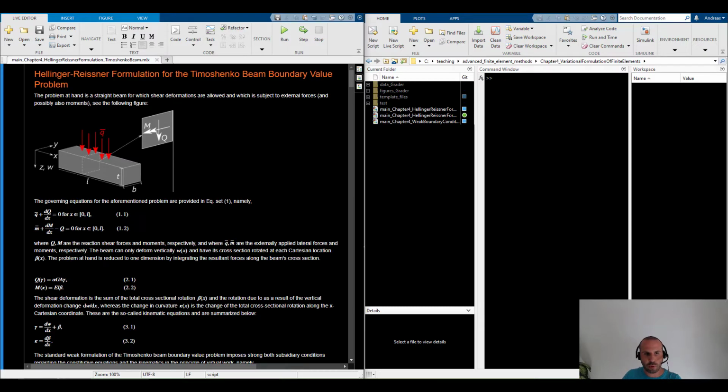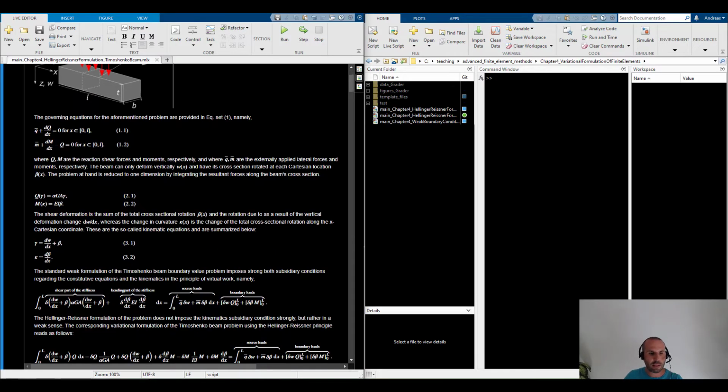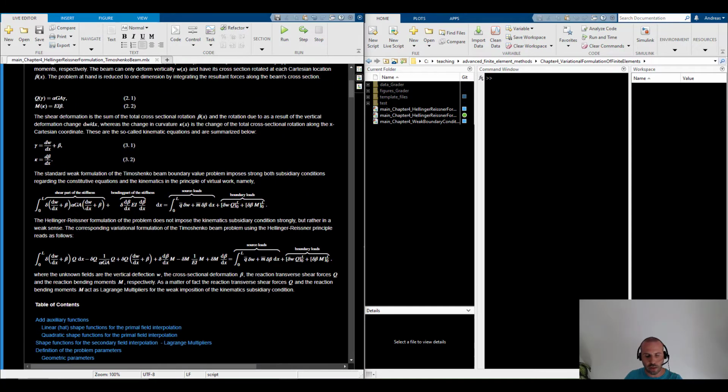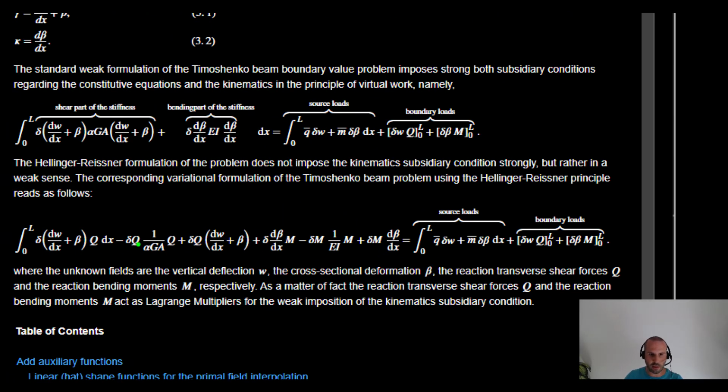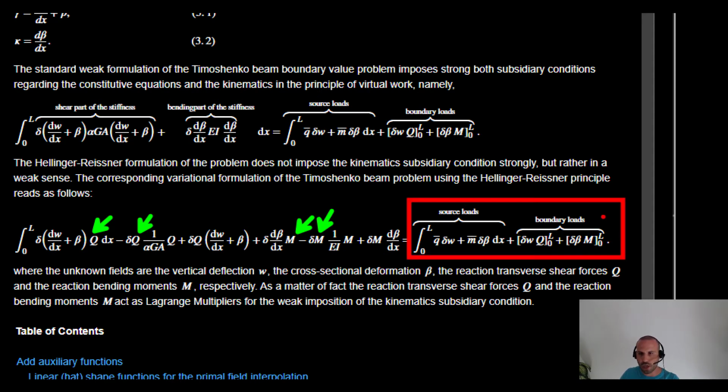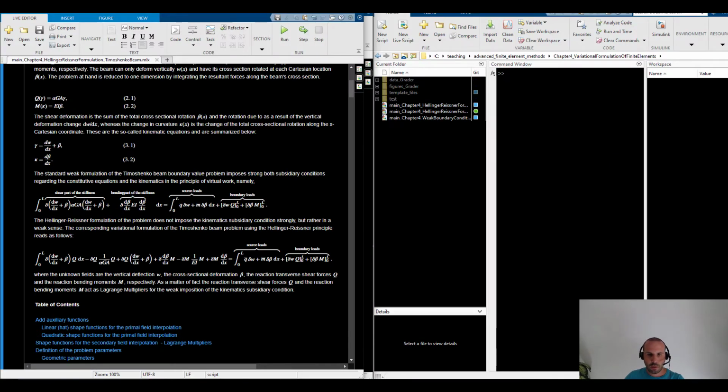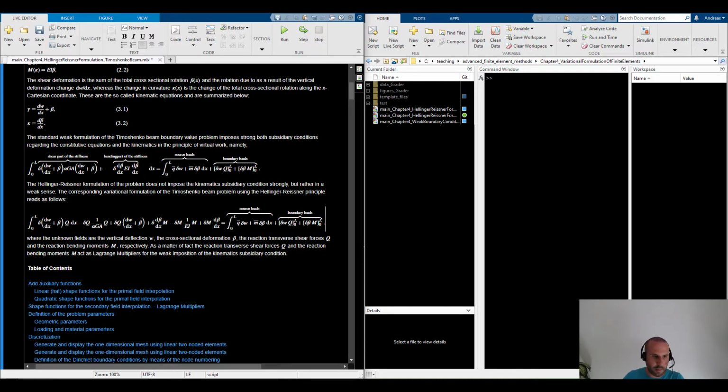In the beginning of the live script to the left, you see what you've seen already in the previous live scripts that we used for numerical modeling of the system. In this case, it is important to note that the equation that represents the Hellinger-Reissner formulation is down here. As you see already, there are the constituents that contain the Lagrange multipliers and their variations, and the load terms on the right side, which contain both source loads, meaning loads applied in the domain itself, and boundary loads. Okay, so let us take a look at the script.